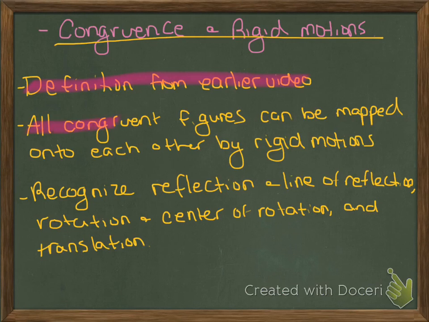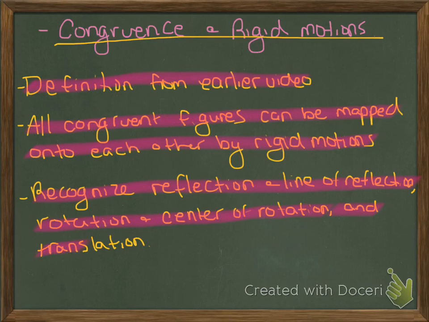Remember that all congruent figures can be mapped onto each other by rigid motions. Recognize when a reflection takes place and what the line of reflection is, when a rotation takes place and the center of rotation, and when a translation takes place. And don't forget about those congruence statements. And that is it for this video.